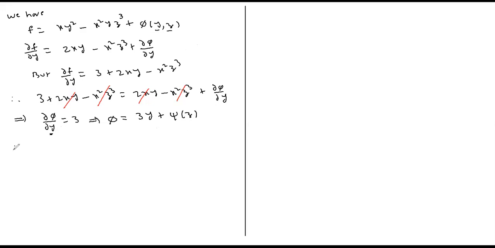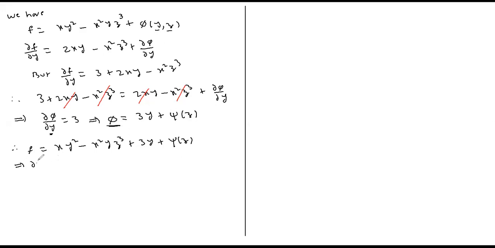So now we got some more terms for f. So what is f now? xy square minus x square y z cube plus, in place of phi I can substitute 3y plus xi of z. Can you see that? Yes. I can substitute the expression for phi. Okay. Now I will differentiate this with respect to z.